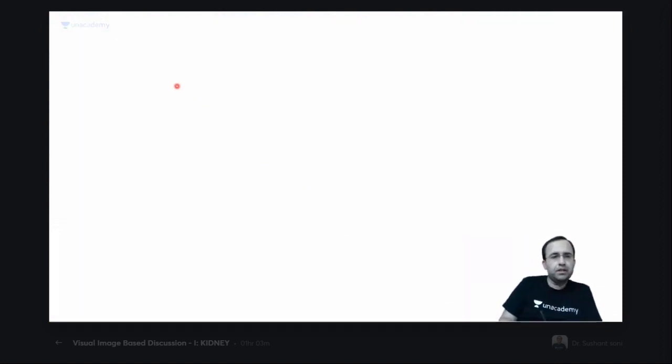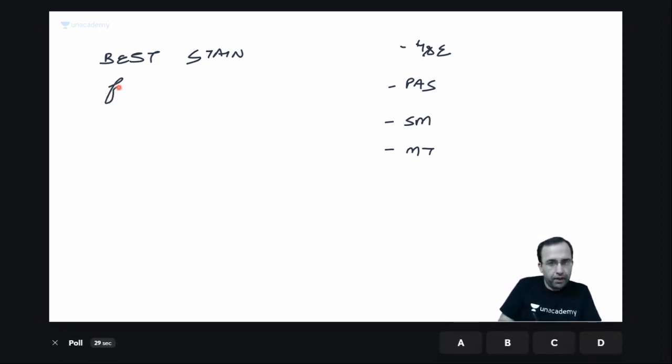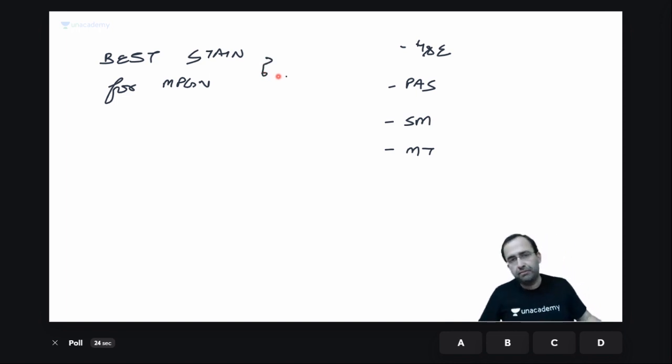Next question. Which is the best stain, or the stain of choice, for MPGN? Your options are, just a sec, I'm starting the poll: HE, PAS, SM or MT. Periodic acid Schiff, silver methenamine or Masson's trichrome. Best stain for visualizing MPGN. I'm actually glad that I asked this question. I was thinking of skipping this one, but Kanika agreed, and the answer totally got split between 1, 2, 3.